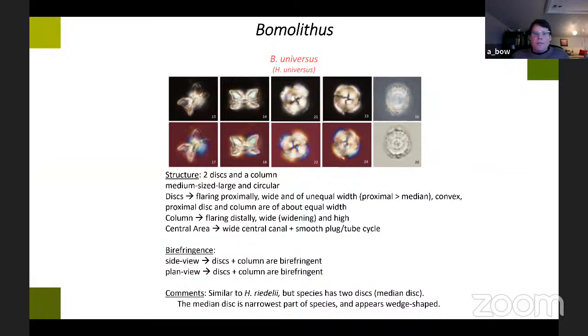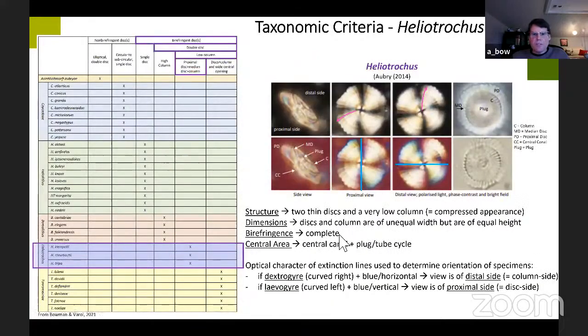And then finally, Bomolithus universus, reassigned from Heliolithus. We were just talking about rhytuli. This looks a lot like rhytuli, except it has this median disc that you can see in side view, a wedge-shaped median disc. Okay, Heliotrochus, there's only a couple species here.